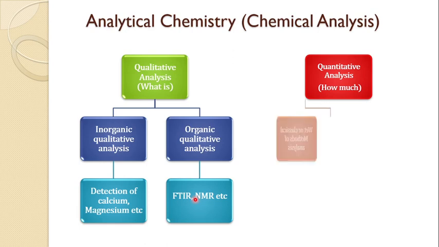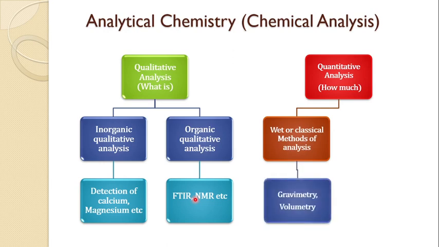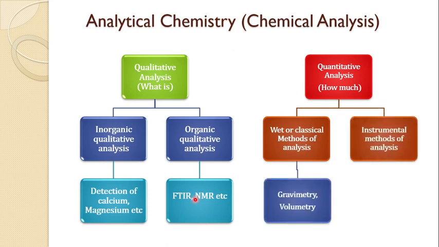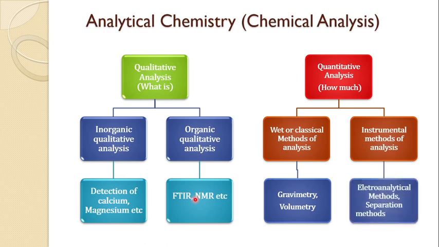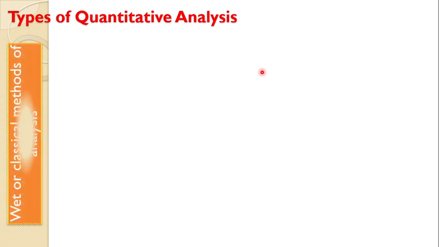You have to find out using weight or classical methods of analysis like gravimetric and volumetric, and instrumental methods of analysis like electroanalytical techniques or separation methods. So qualitative means what is present, which is the most important, and quantitative means how much is present. In the next lecture, we will see the errors in quantitative analysis or volumetric analysis, which relate to the weight or classical methods of analysis. So for that purpose, what is meant by quantitative analysis?